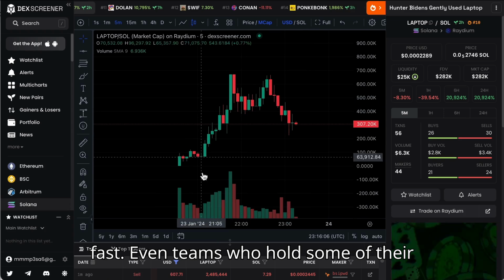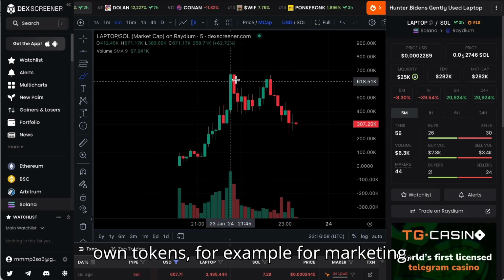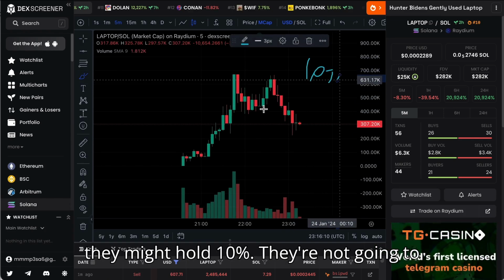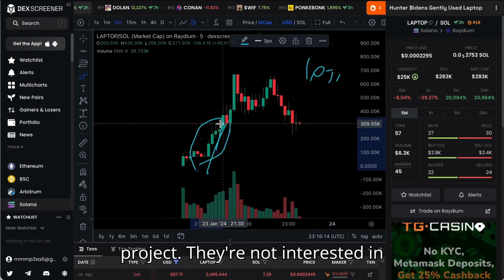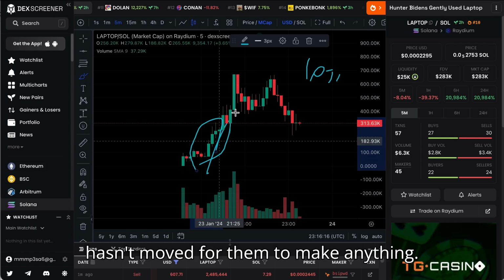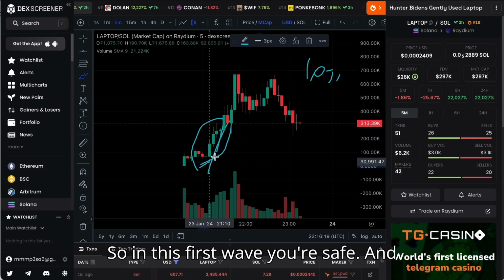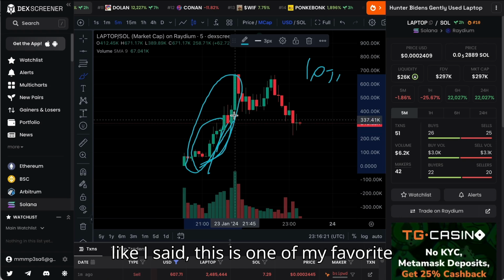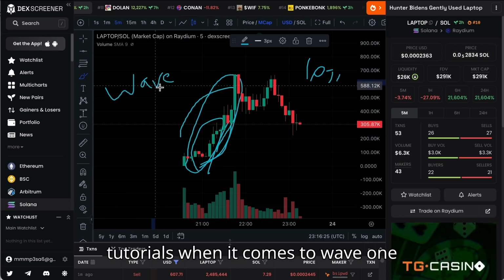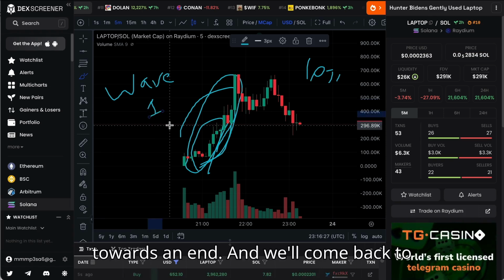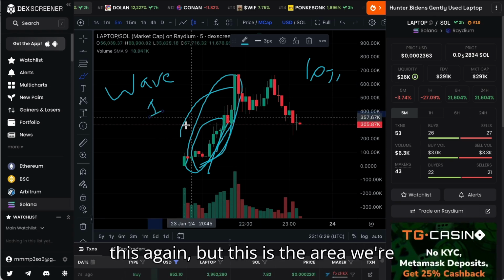Even teams who hold some of their own tokens, for example for marketing, they might hold 10%. They're not going to do anything in the first few months. They've invested time and money in this project. They're not interested in selling immediately because the price hasn't moved for them to make anything. So in this first wave, you're safe. And like I said, this is one of my favorite areas, wave one. So that will bring our tutorials on wave one towards an end. We'll come back to this again, but this is the area we're interested in.